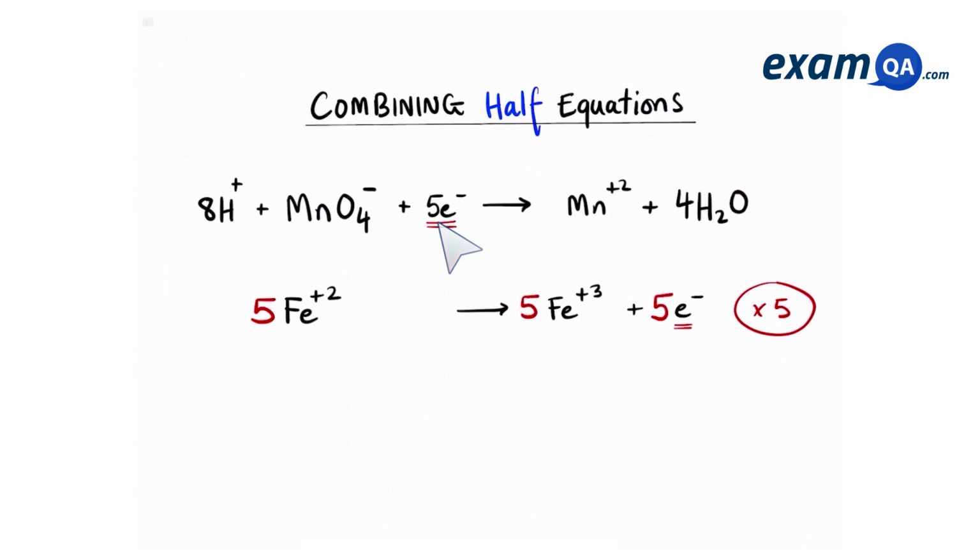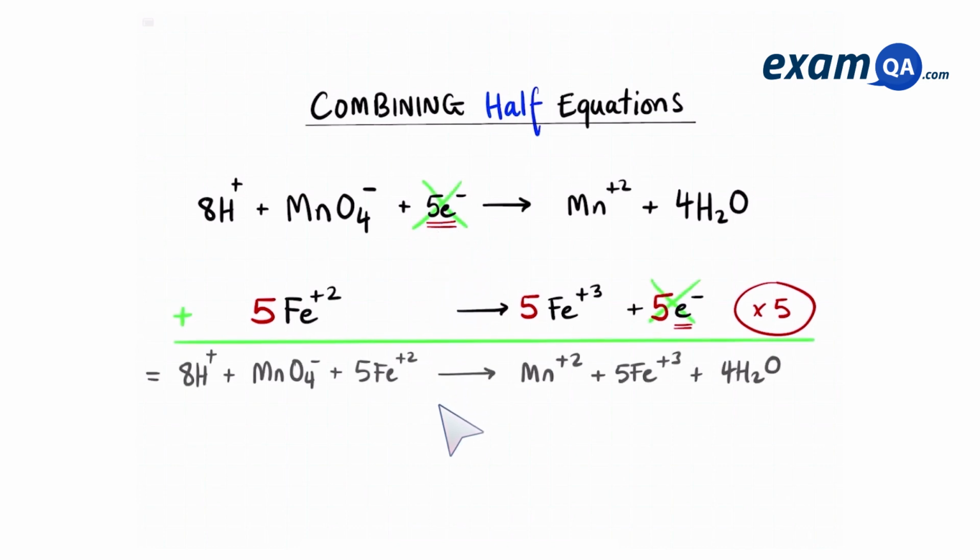Now we can add them together. After adding them, you will notice that the electrons will cancel out, giving you this final overall equation at the bottom. From here, we can see that iron and manganate have a 5:1 ratio.